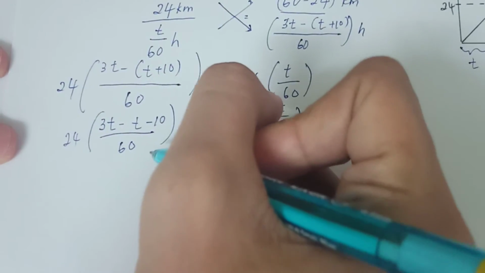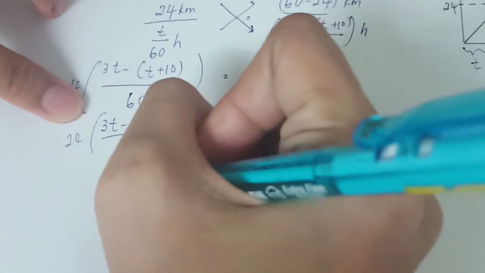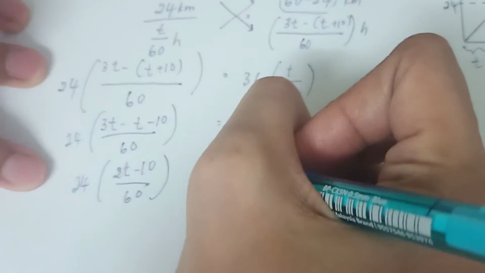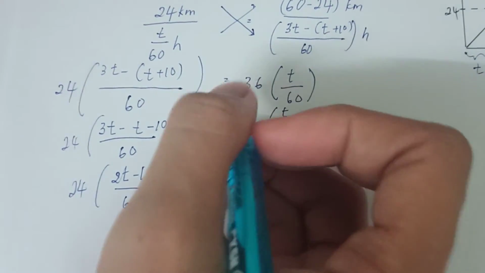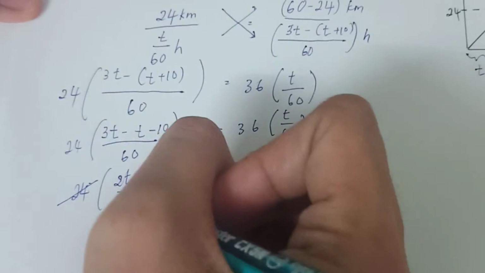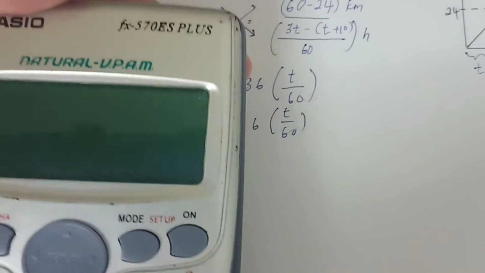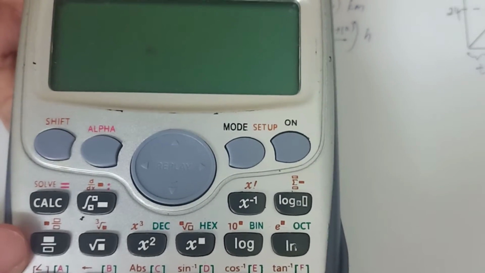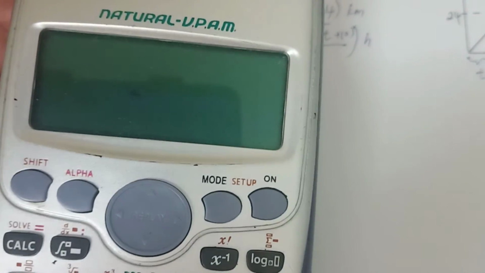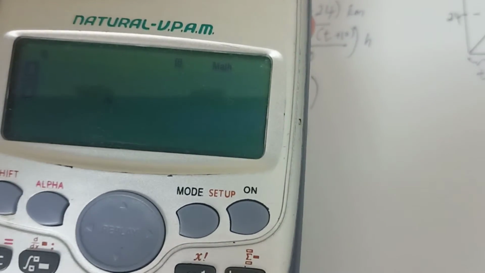Cikgu selesaikan sebelah sini dulu. 3t minus t is 2t minus 10 over 60. Dapat 24. You just write back 24. And then for this part, we can actually cancel out 24 and 60. How do we do that? Okay, get your calculators. And then you just type down the fraction, and then 24.